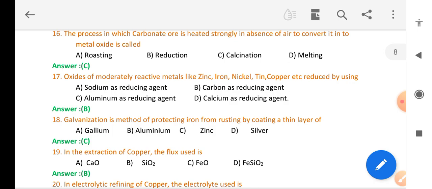Silicon oxide. Si means silicon, O2 means oxygen. Silicon oxide is a flux used in the extraction of copper.